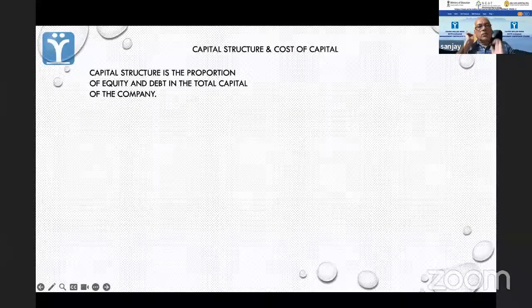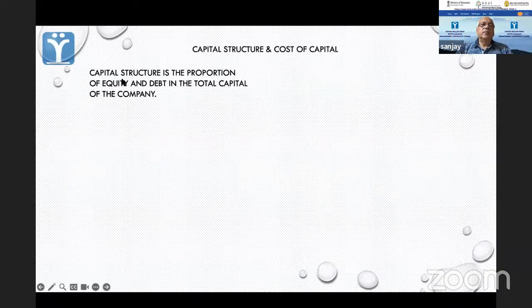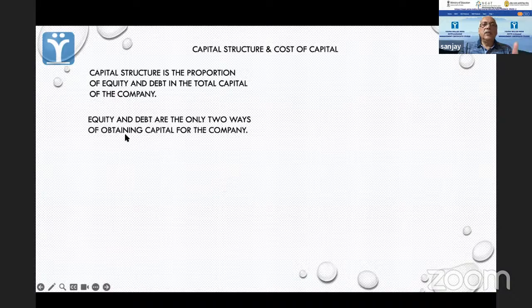Okay. So the capital that we spoke about, as you noticed in the balance sheet that I showed you, there is a certain portion of equity and then there is an amount of debt. Now, the proportion between the debt and the equity, that is known as the capital structure. So what is the structure of the capital? You can say that it's 50-50. 50% is equity, 50% is debt. Debt is basically the borrowed funds. Now, these are the only two ways of obtaining capital for a company.